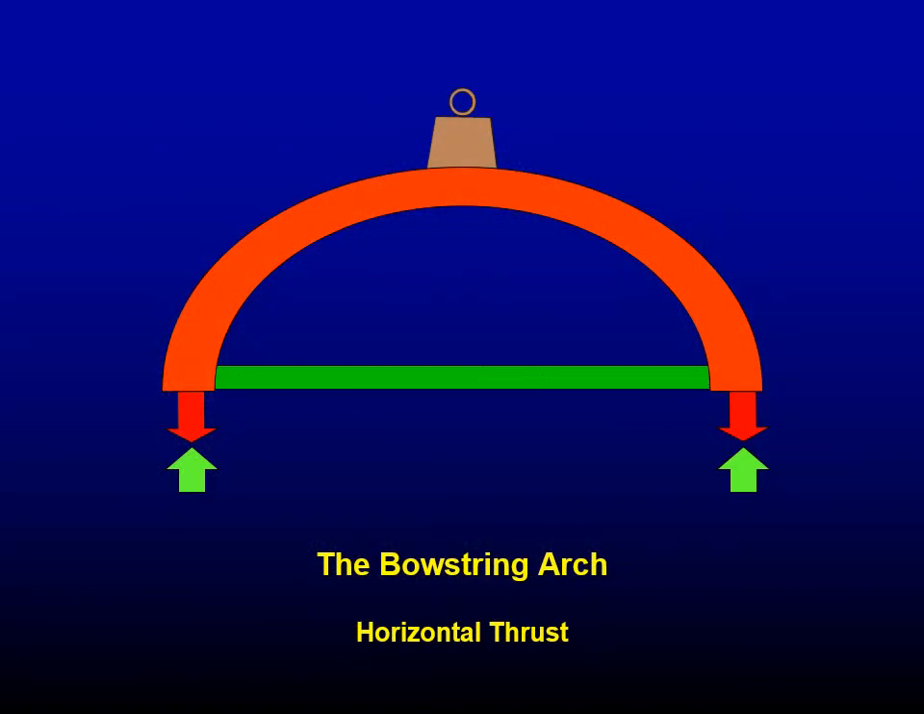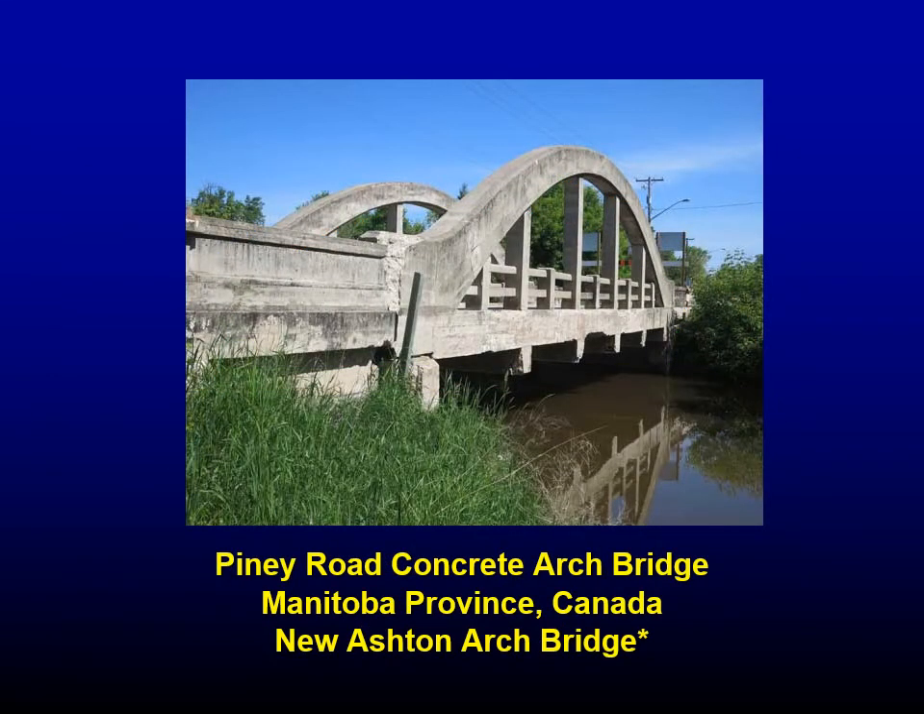Now, an alternative way of restraining it, instead of tying it to the ground where it is located, is to actually install a horizontal member which restrains the arch itself. This is called a bow string arch, and effectively provides the necessary restraint.